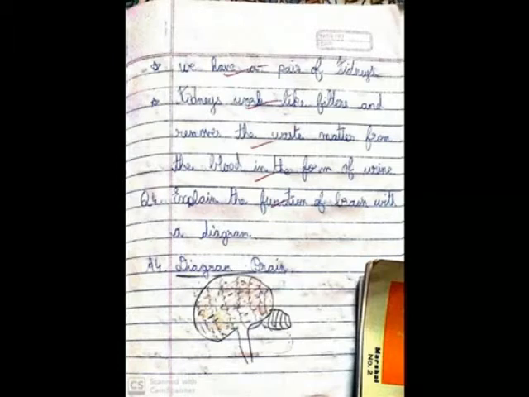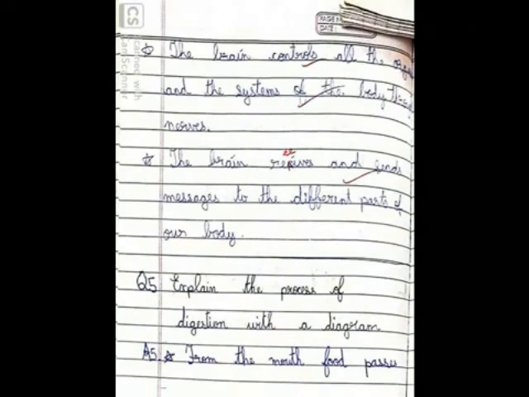Question 4. Explain the function of the brain with a diagram. The brain controls how the organs and the systems of the body work through nerves. The brain receives and sends messages to the different parts of our body.